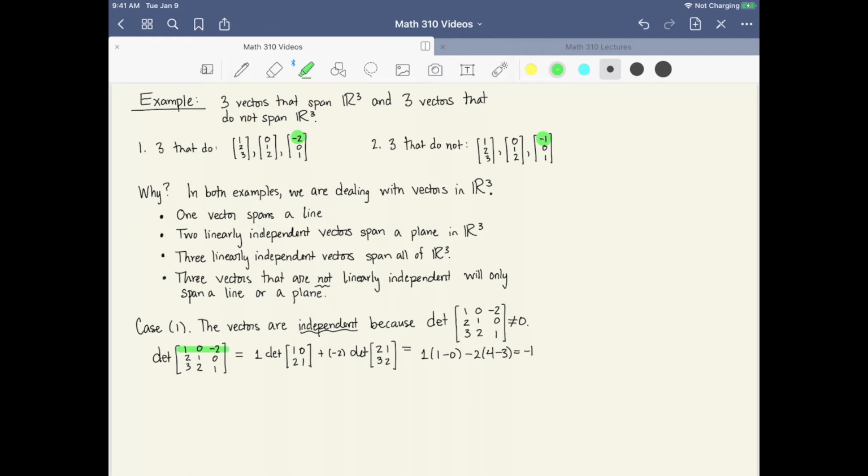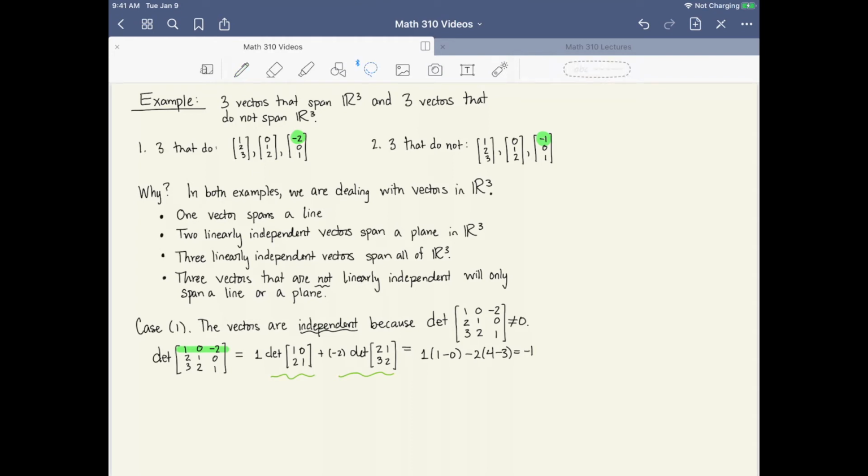So as we do cofactor expansion, what we see is we have a positive 1 times a smaller determinant plus a 0 times a smaller determinant, which is not indicated here on the page because the 0 doesn't matter, and then plus minus 2 times a smaller determinant. Each of those smaller determinants we can use the 2 by 2 formula for, and that gives us a determinant of minus 1, which crucially is not 0.